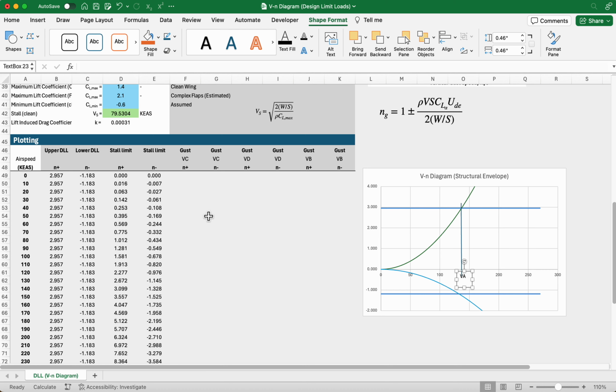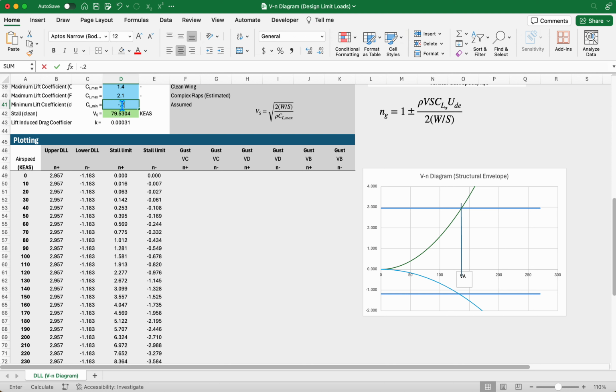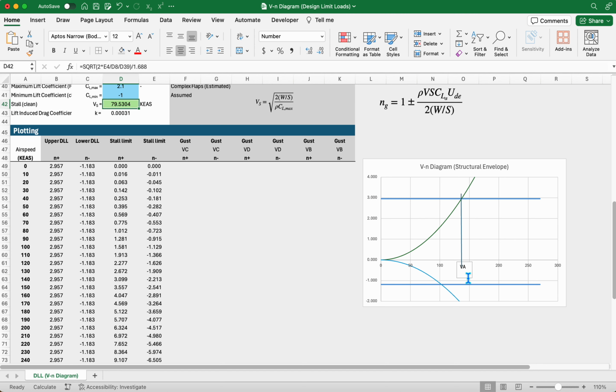But let's say I change my CL min value. I'm going to make this negative 0.2. That increases quite a bit. So maybe I'll make it negative 1. And now you can see that they're quite distinct. So maybe this is more realistic for an aircraft. We'll use this as an example so we can see more distinctly where these two different lines act.